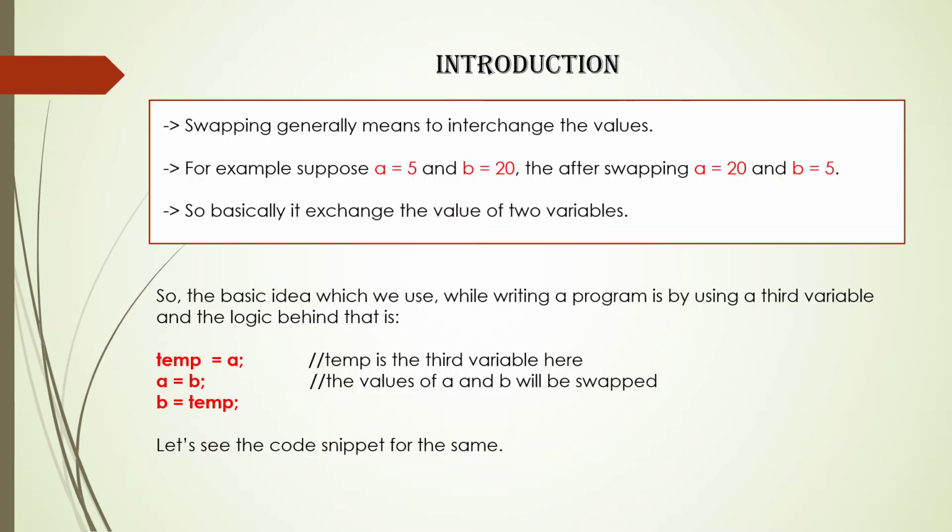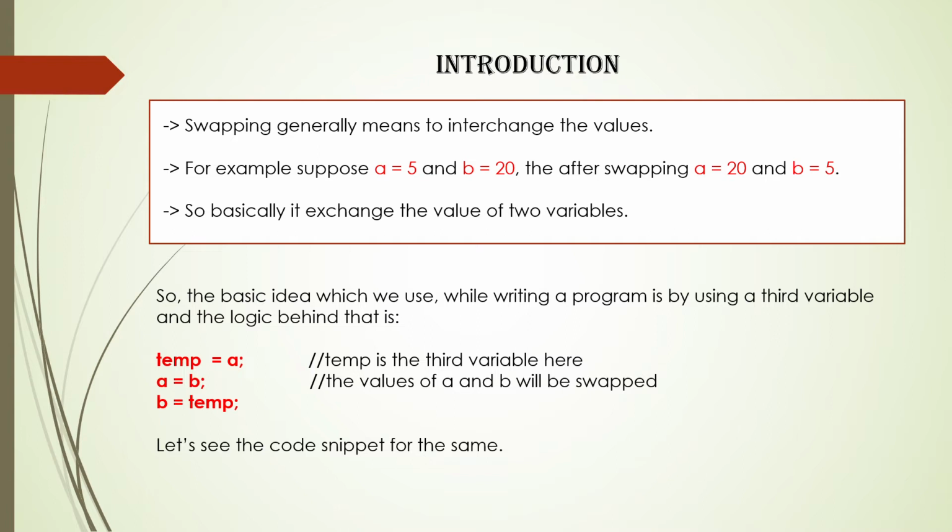See, swapping generally means to interchange the values, that is, to exchange two values. Suppose initially A is assigned the value 5 and B is assigned the value 20, and after swapping the values will get exchanged, that is, A will be 20 and B will be 5. So this is basically swapping. Firstly, I will tell how to swap two values by using a third variable, and then after that I will show two different approaches to swap the values without using the third variable.